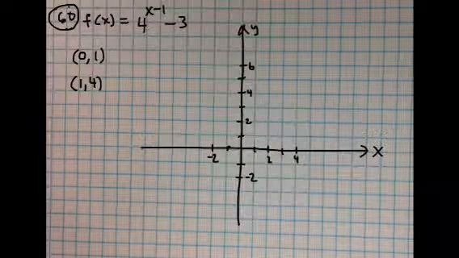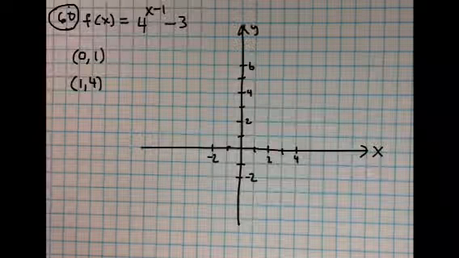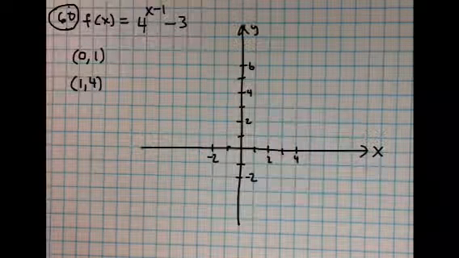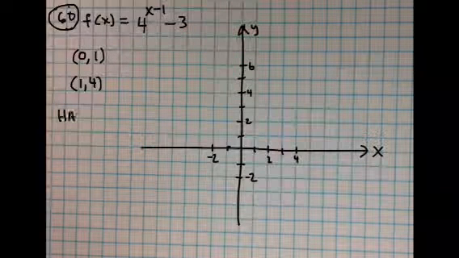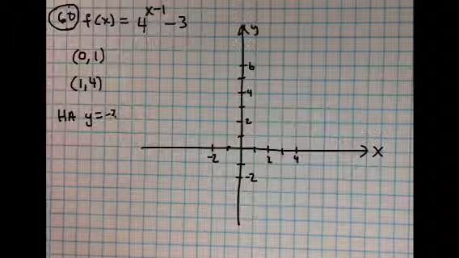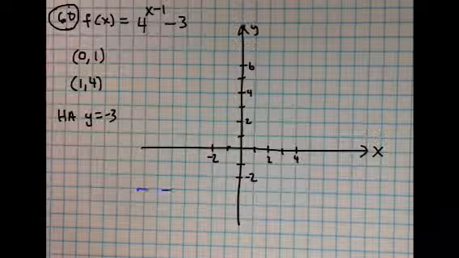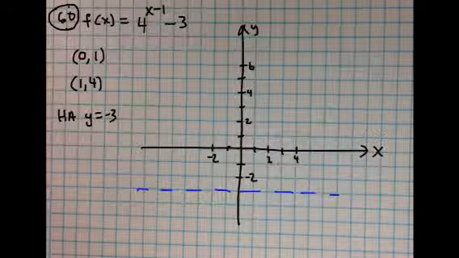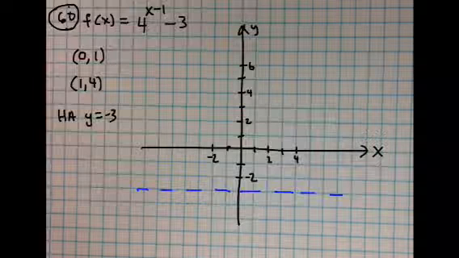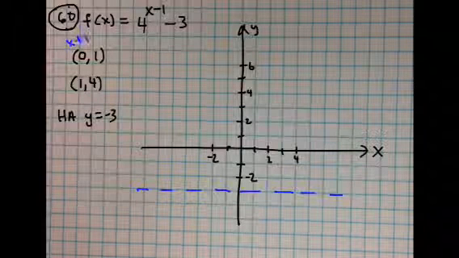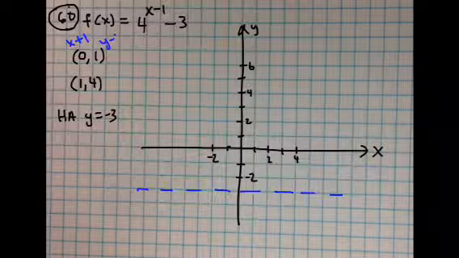Alright, so 60 you have the base is 4. The h is 1. It's right here. The k is negative 3, so that tells you that the horizontal asymptote is y equals negative 3. Okay, so we could go ahead and add it in right now. The h is 1, so that means that we're going to add 1 to all the x's. The k is negative 3, so we're going to subtract 3 from all the y's.